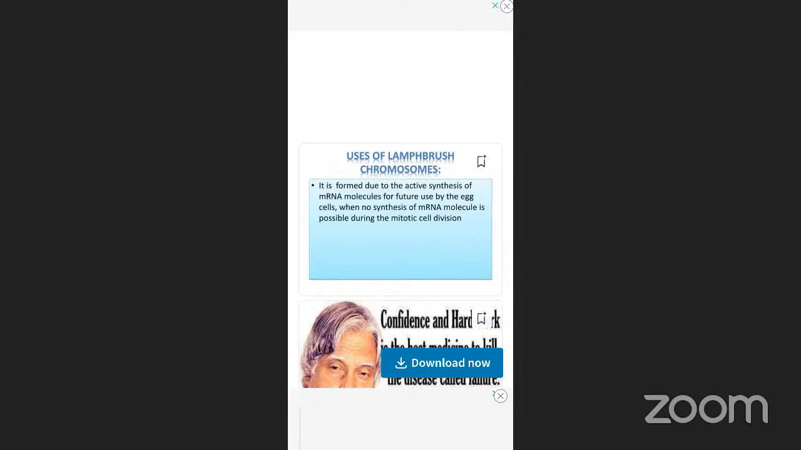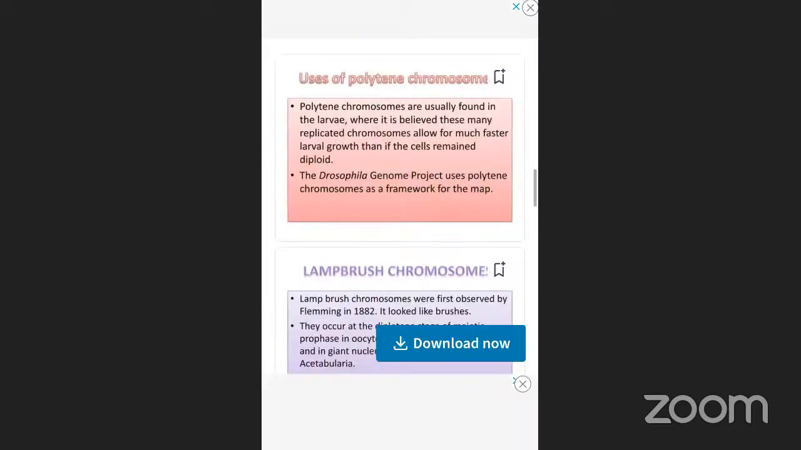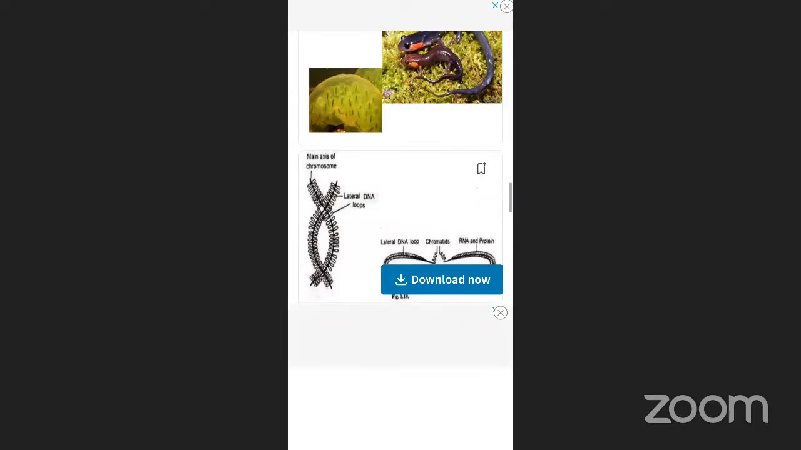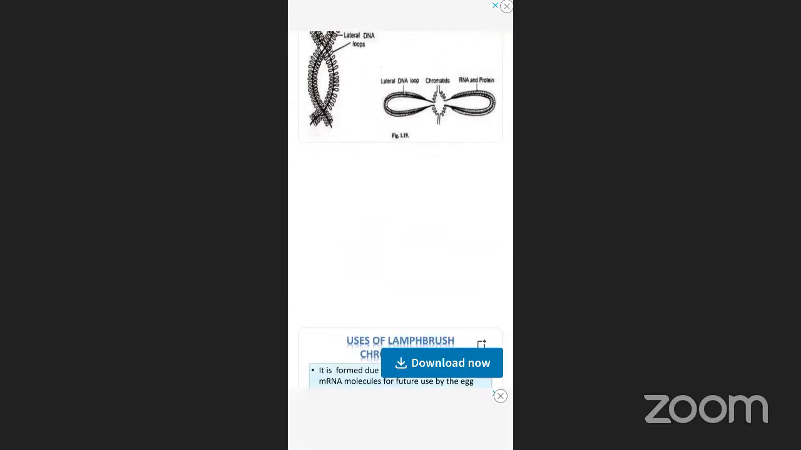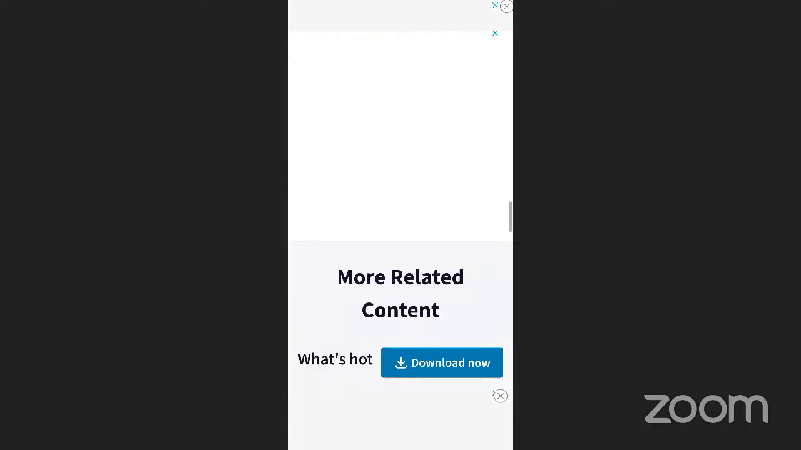This is formed due to the active synthesis of mRNA molecules for future use in these egg cells, when no synthesis of RNA molecules is possible during mitotic cell division. This is a special type of chromosome, the B chromosomes, and the next one is the A chromosome. Giant chromosomes, polytene chromosomes, Lampbrush chromosomes are the different types of chromosomes.